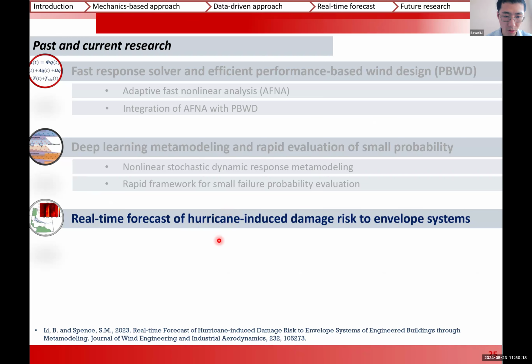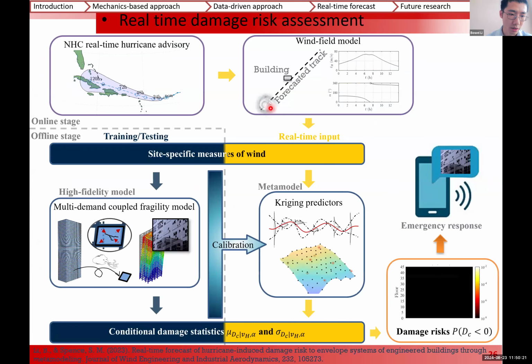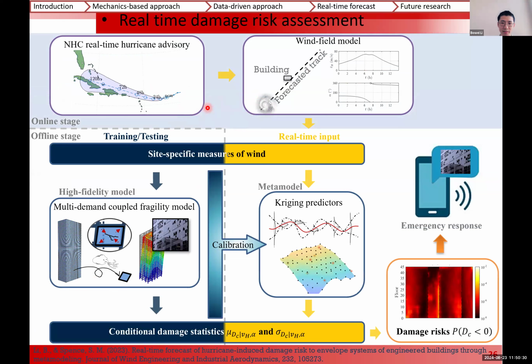Okay. So the framework is composed of three parts. The first part is literally a weather forecast. It is the real-time forecast of site-specific wind speed and direction. The second part is the high fidelity performance-based multi-domain coupled damage evaluation model. The third part is Kriging, which is a kind of metamodel to accelerate the simulation. And now I'm going to go through it one by one.